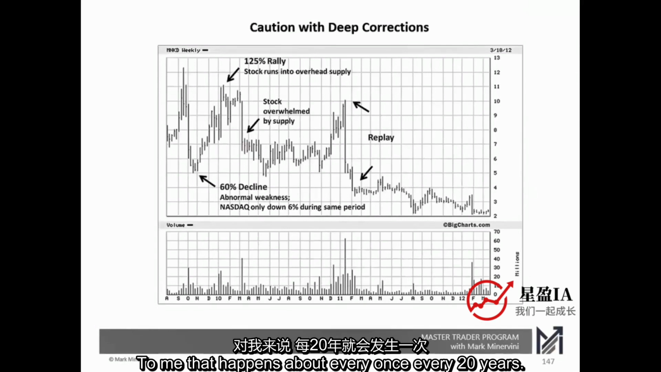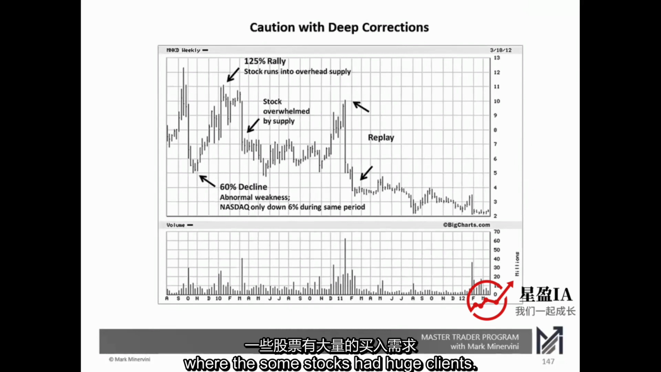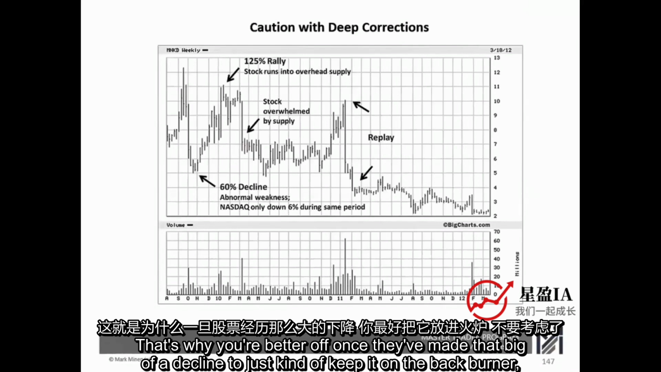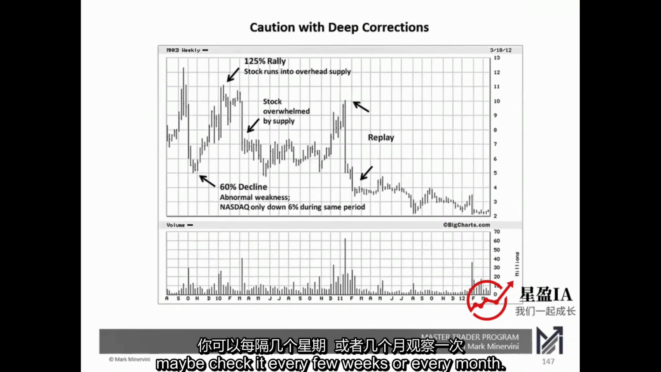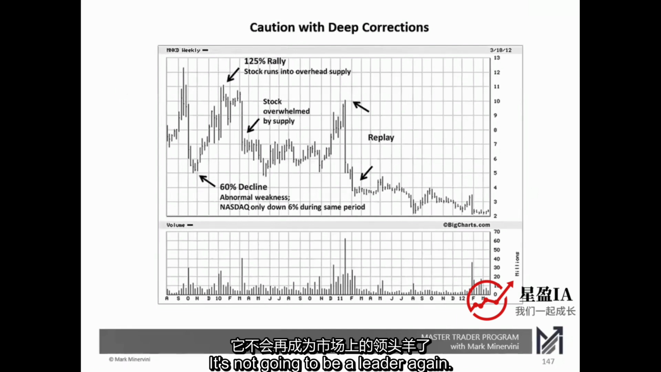And to me, that happens about every 20 years. That was in the year 2000, 1999 into March of 2000. And then it happened again in 2020, where some stocks had huge declines. But it's very, very rare that they do that. And that's why you're better off, once they've made that big of a decline, to just kind of keep it on the back burner, maybe check it every few weeks or every month. But it's not going to be a leader again.